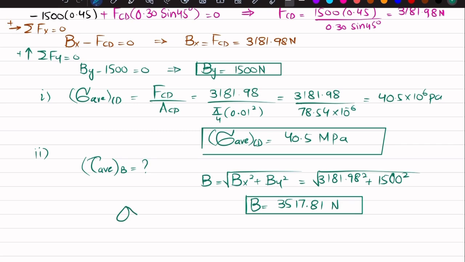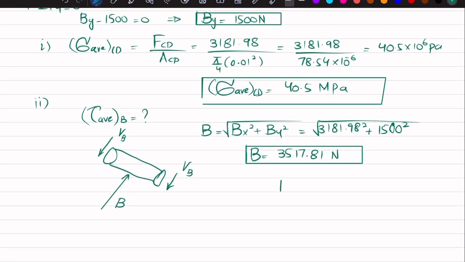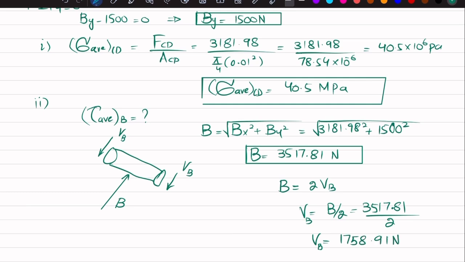So you can see if I want to draw the pin like this at B, so this B is acting over here, and it is given that it is double shear because there are two supports, so VB and VB. So this B will be equal to 2V, double shear. So shear force will be equal to B by 2, and 3517.81 divided by 2 will give you the shear force VB on the pin, and this shear force comes out to be 1758.91 Newton.